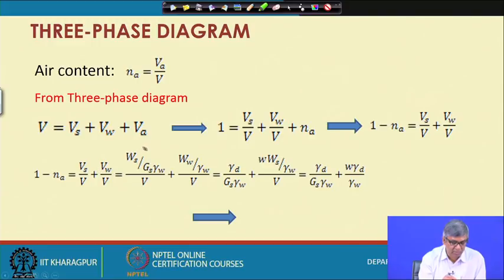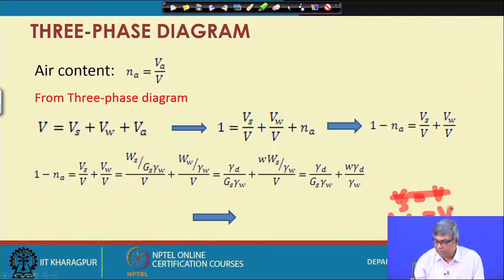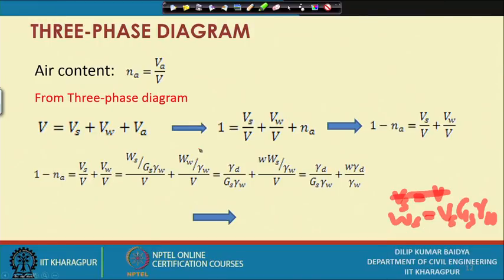Vs can be written as, Ws equals Vs Gs gamma W. So if I want to express Vs, then it will be Ws by Gs gamma W. So Ws by Gs gamma W I have written for Vs. Similarly, Vw is nothing but Ww by gamma W. Actually, Vw into gamma W is the Ww. So the weight of water divided by gamma W is Vw. So this we have converted.